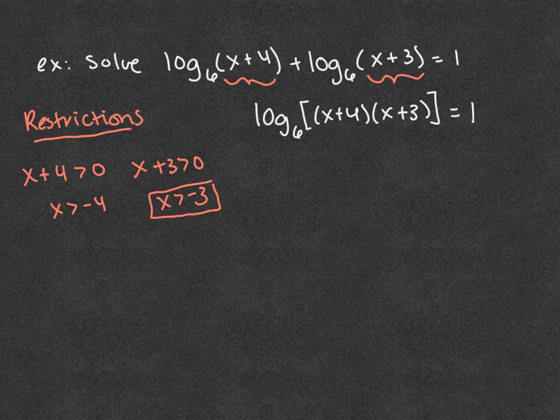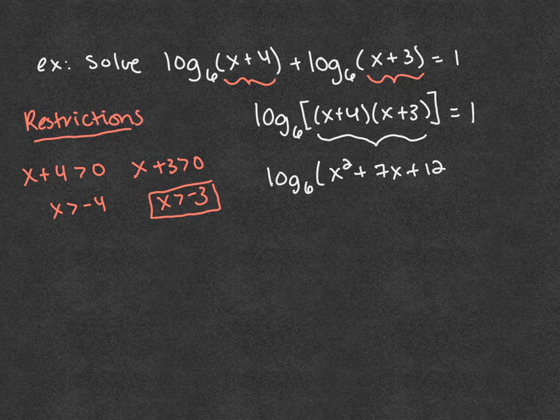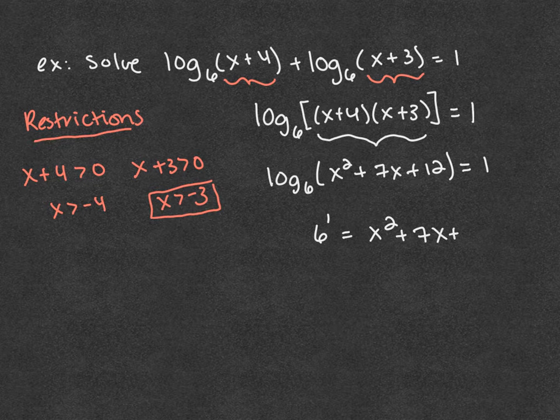Now to continue solving the problem, I'm going to go ahead and multiply these two out. So I have log to the base 6 of x squared plus 7x plus 12 equals 1. And now I know I'm going to use method 2 because I have one logarithm and then it's set equal to a constant over here. So rewriting this logarithm in exponential form produces 6 to the first power equals x squared plus 7x plus 12. 6 to the first power is just 6. We'll go ahead and take 6 away from both sides.